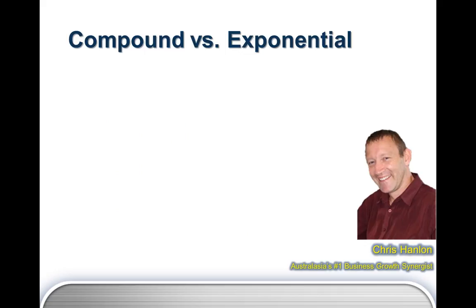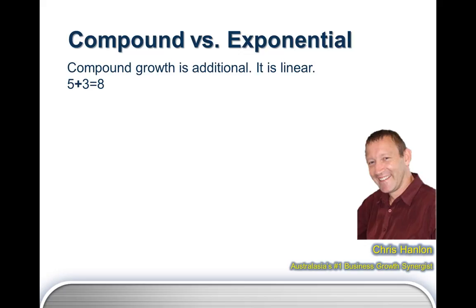Compound versus exponential. When we talk about compound or linear growth versus exponential growth, what are we talking about? Well, compound growth is additional. It's linear. It's like adding something to something. The best way to explain that would be 5 plus 3 equals 8. Now when you add a process, usually this is the sort of growth you're getting. It's just adding something to the mix.